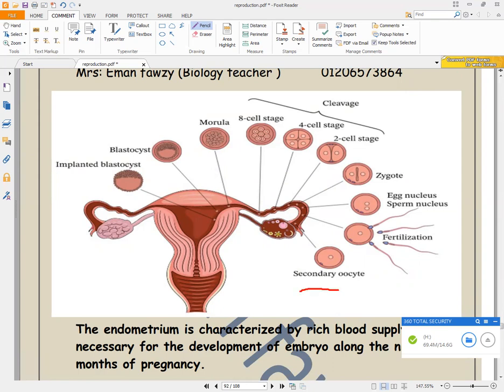Okay, after that, you will find here in the first part of the fallopian tube, we have fertilization. After that, we will form a zygote. And after that, many mitotic divisions to form what? To form the morula. The morula will be implanted here, okay? To form what?